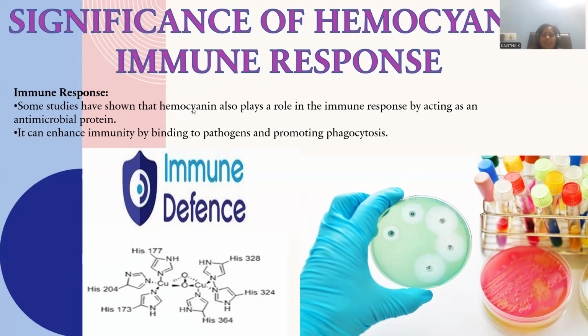Some studies have shown that hemocyanin plays a role in an immune response by acting as an antimicrobial protein. Antimicrobial protein is there to fight against the disease-causing organism. That's the reason why immune response will be elevated by the existence of hemocyanin, right? It can enhance the immunity by binding to the pathogens and promoting phagocytosis, right? So here pathogen activity will be minimized, and destroying the activity of the pathogens is possible.